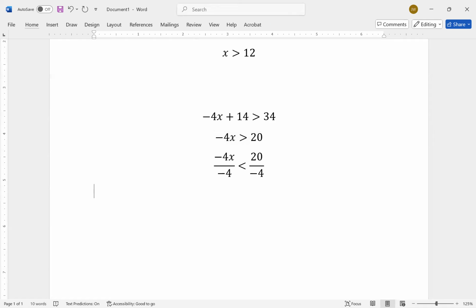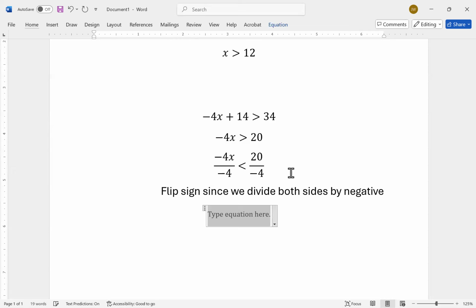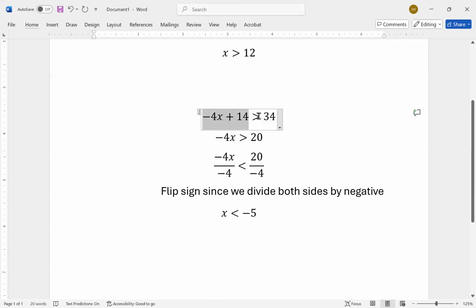So we have to flip the sign since we divide both sides by a negative. And then we get the answer. We get x is less than -5. And what this is saying is that any number which is smaller than -5, when I plug it in to this inequality, it will give me a true statement.